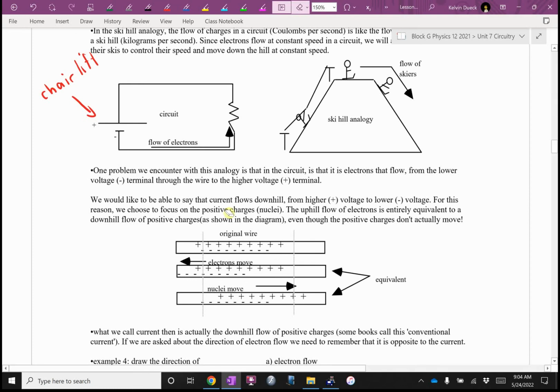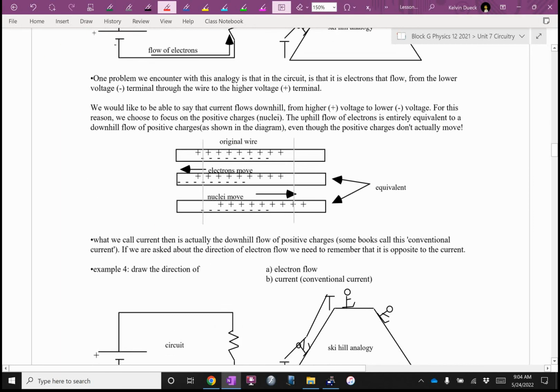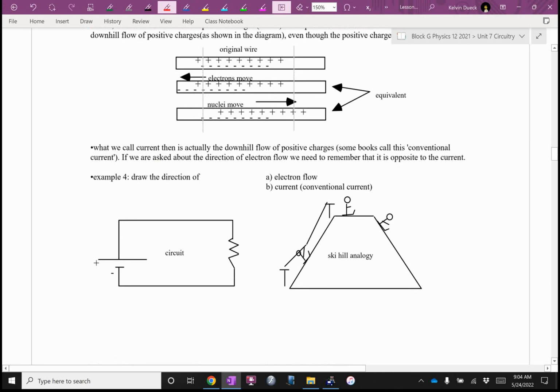Okay? So we would like to be able to say that current flows downhill from a higher voltage to a lower voltage. For this reason, we're going to focus on the positive charges, the nuclei. The uphill flow of electrons, this way, which is more counterintuitive, is mathematically equivalent to the downhill flow of positive charges. So what we call current is actually the downhill flow of positive charges. Some textbooks or electric manuals will call this conventional current because it's a convention. We just decided, let current be from positive to negative, even though that's not what happens in real life.